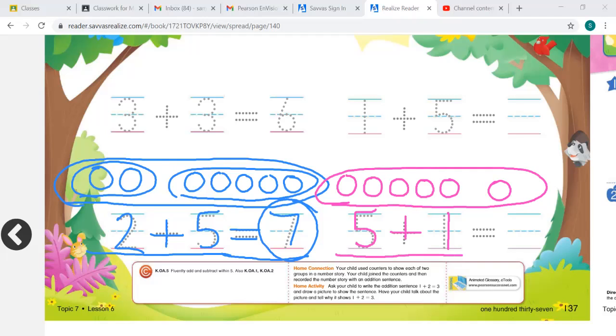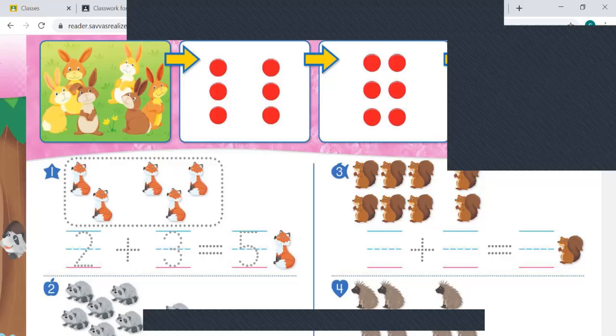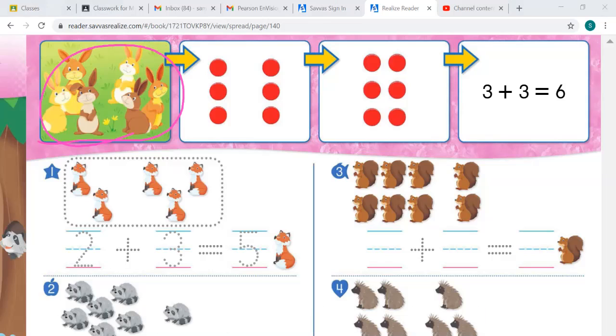5 plus 1 equals 6. 6 is the sum of 5 plus 1. So our addition sentence is 5 plus 1 equals 6. Let's turn our paper over. All right, let's look at our first box over here.